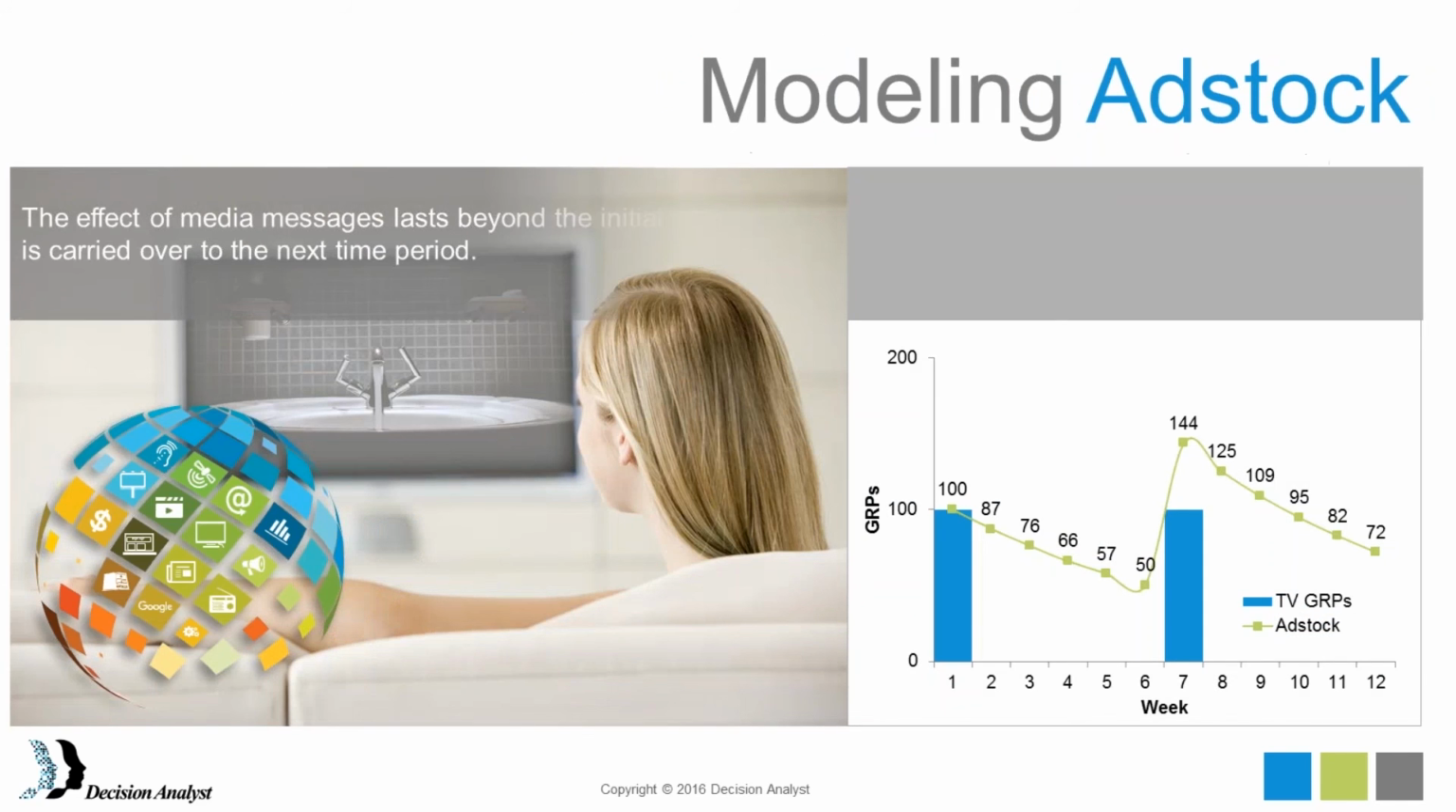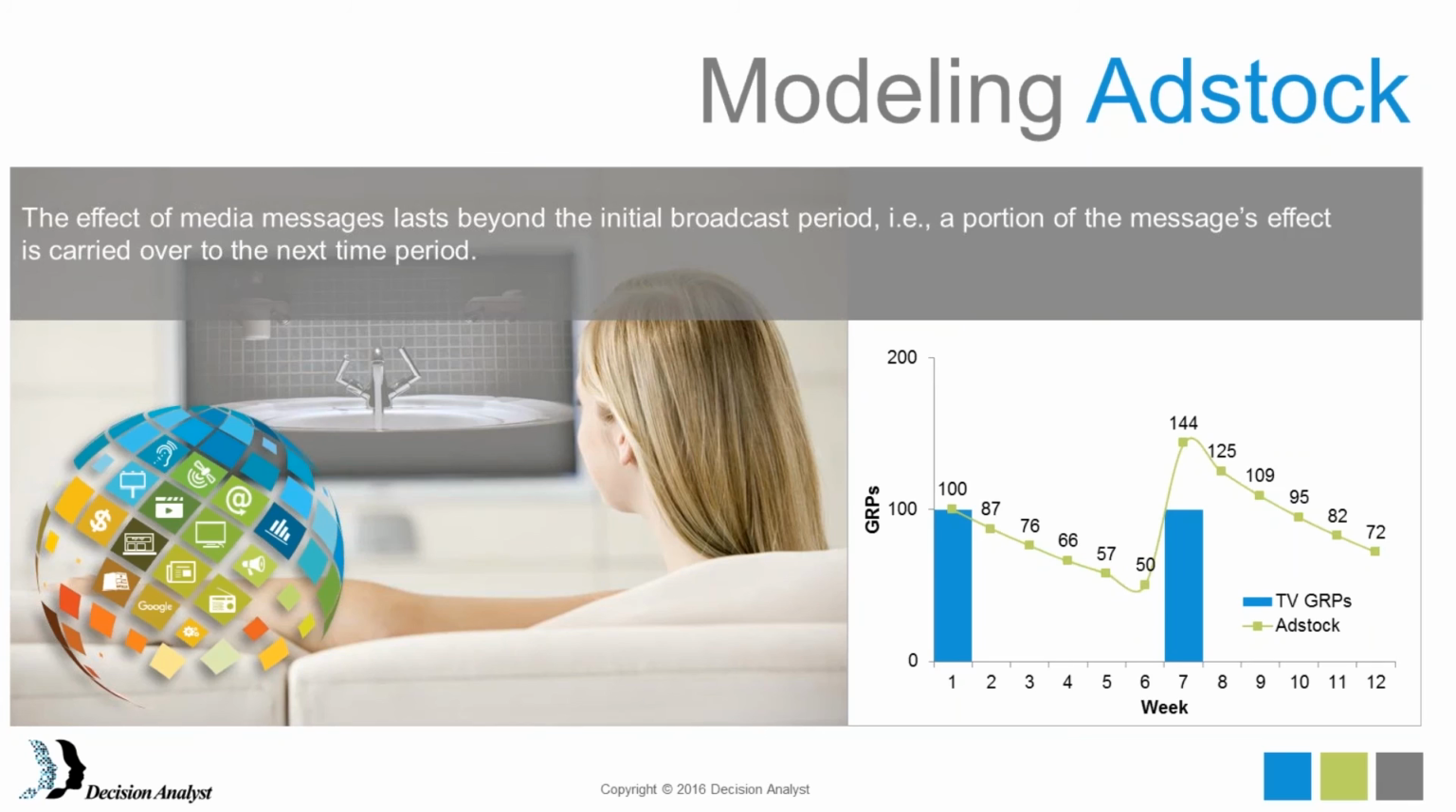So as I mentioned, I promised we'd talk a little bit more about ad stock since it's an important concept in marketing mix modeling. The effect of media messages, again, lasts beyond an initial broadcast period. So as depicted in this diagram, if we spend 100 GRPs in week 1, we may get the effect of that full 100 GRPs in that first week. In the second week, it's a diminished impact. The third week, diminished impact, and so on. After 6 weeks, we might have 50% of the impact that we had the first week. This is just an example.